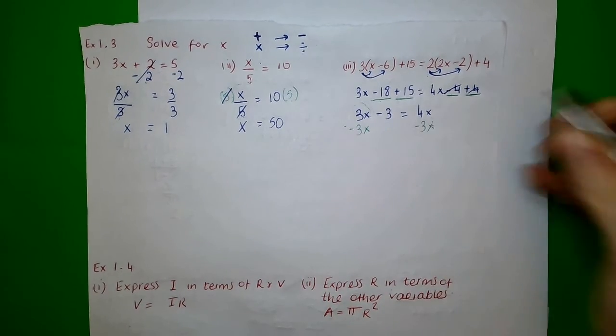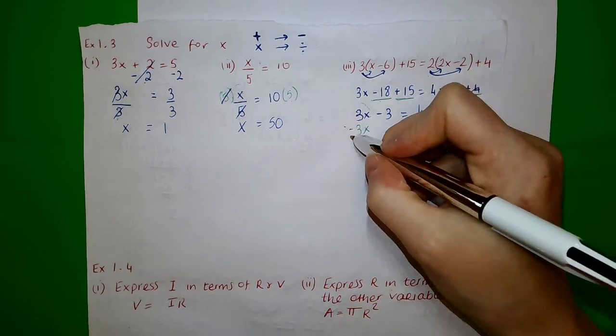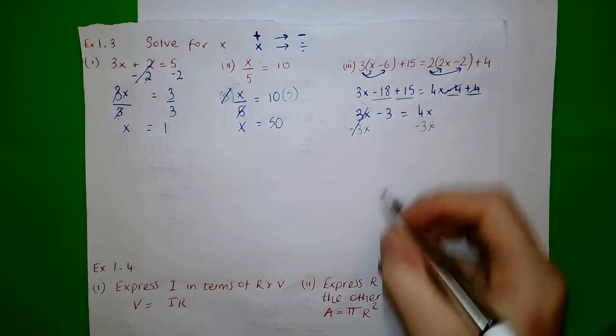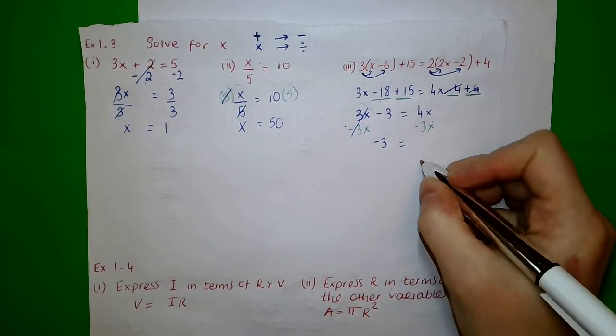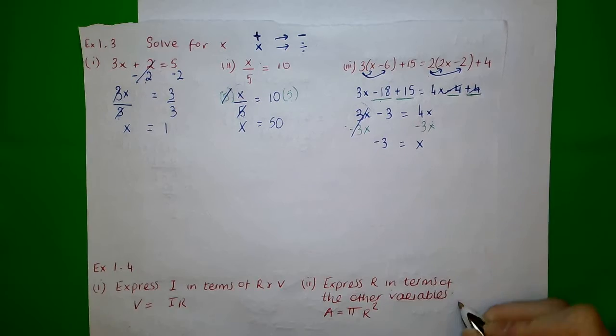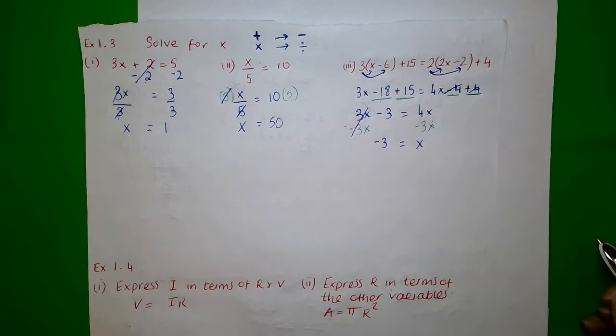So we're doing it as you can see, and so those will cancel. 3x minus 3x is 0. We're left with that minus 3. And then 4x minus 3x is in fact just x. So our answer is x equals minus 3.